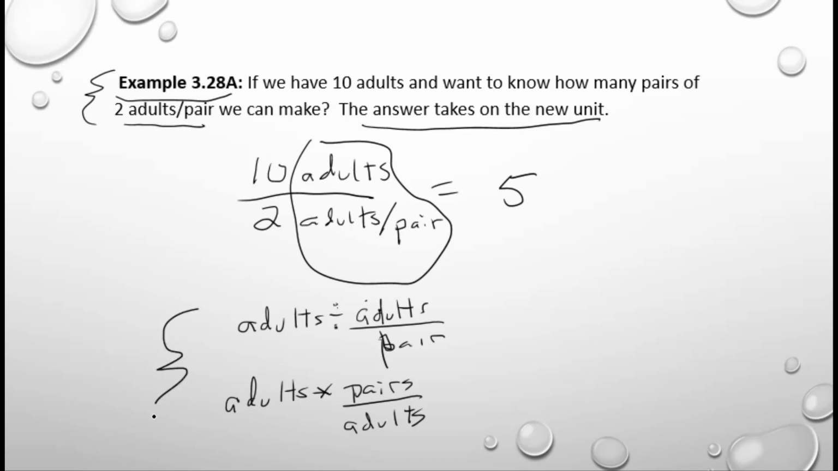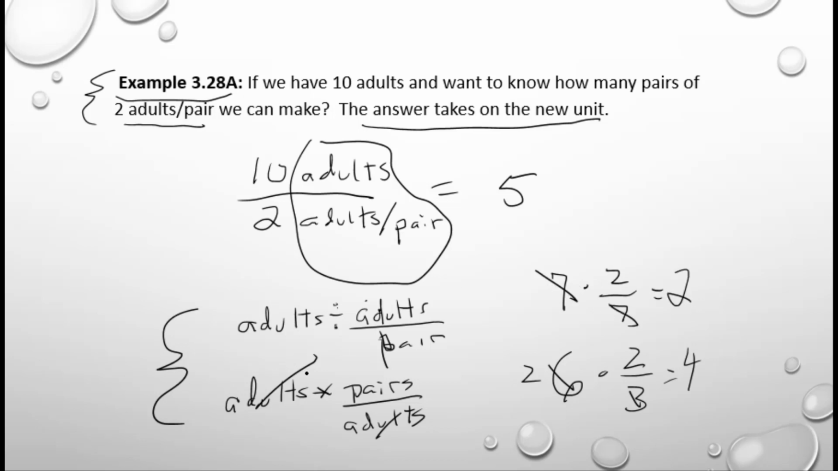These are synonymous. So in this one, the bottom one, the adults would cancel, just like if you did 6 times 2/3, you could get 4. Or even better, how about 7 times 2/7 is actually 2. In the same way, adults divided by adults per pair is pairs. So you get 5 pairs.